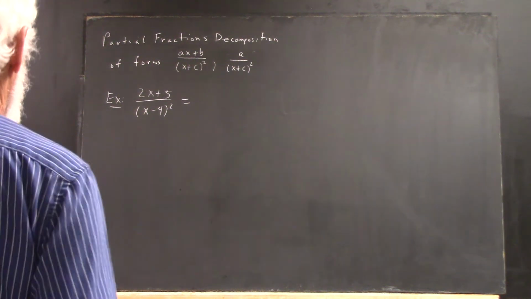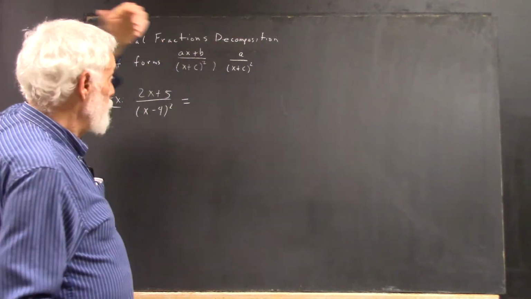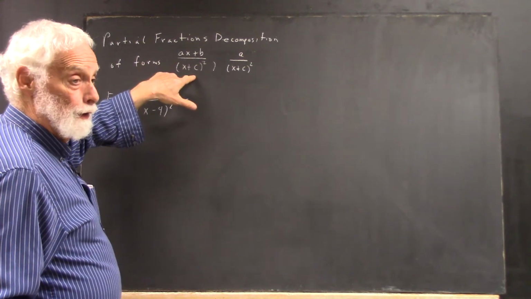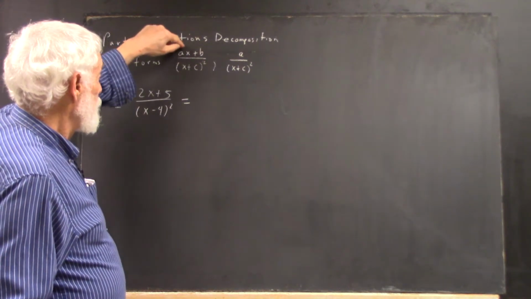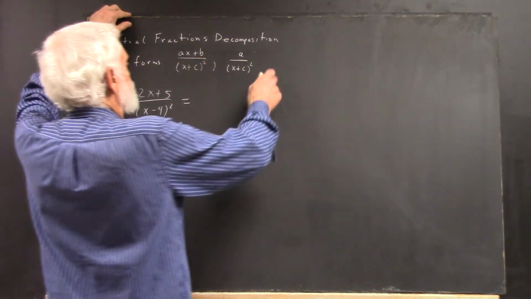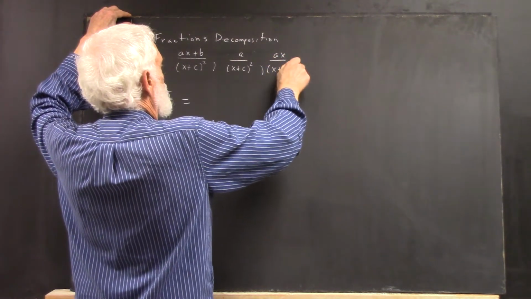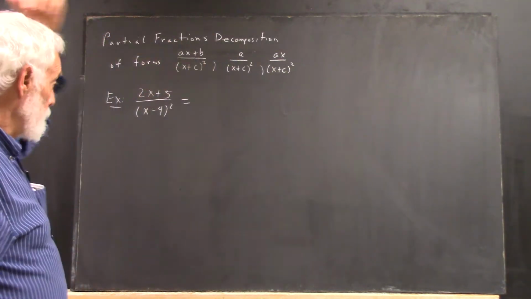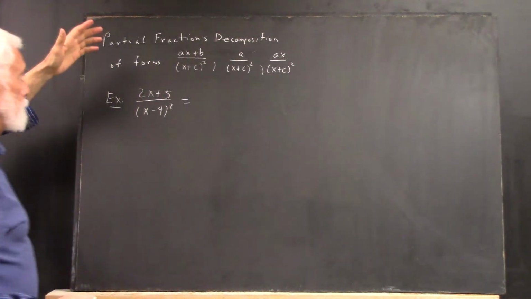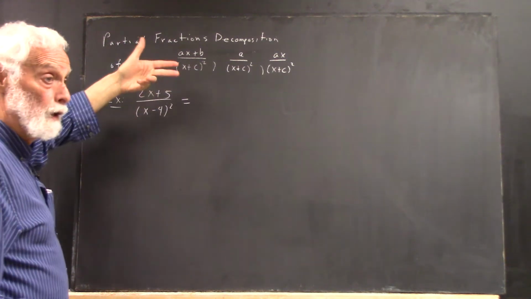Okay, we want to look at partial fraction decomposition of a couple of forms that we haven't seen previously, where we have the square of a quantity of a binomial in the denominator. And in the numerator, we could either have ax plus b, or just a, or just ax. Any one of these forms can be handled in the same way. We simply set the, well, take an example, 2x plus 5 over the quantity x minus 4 squared.